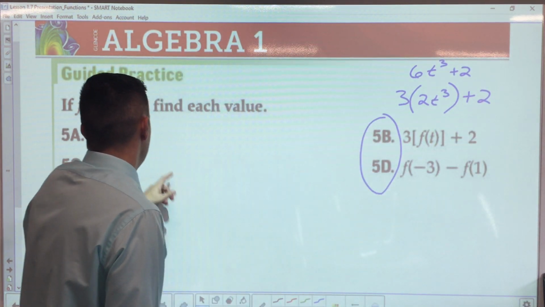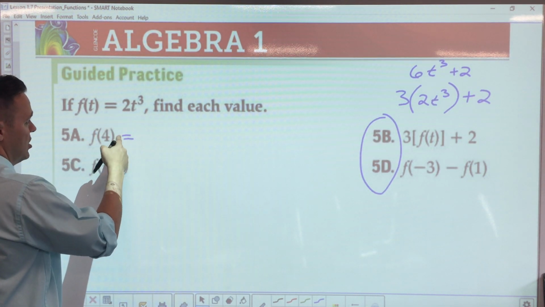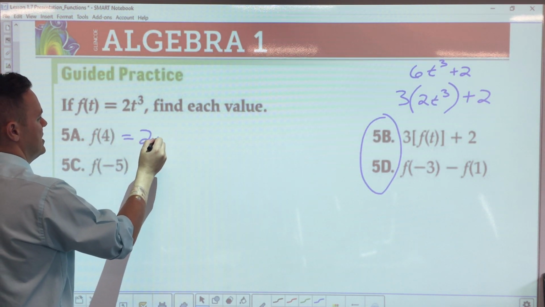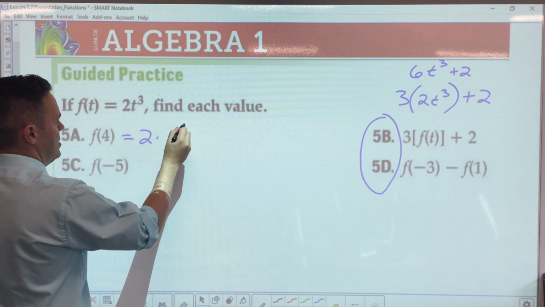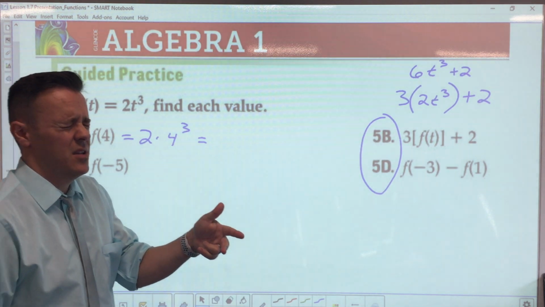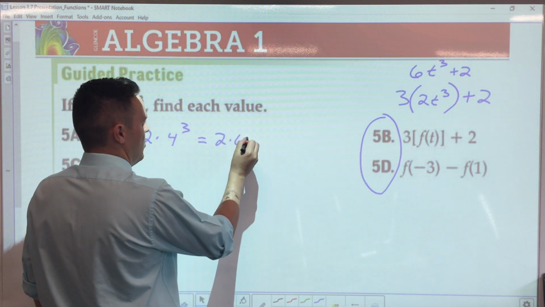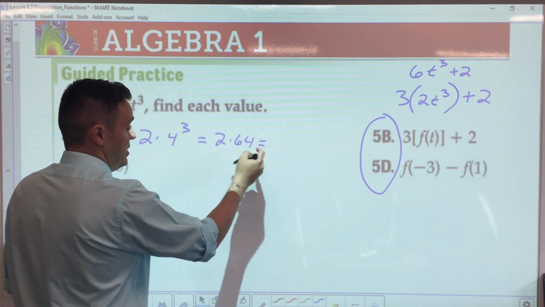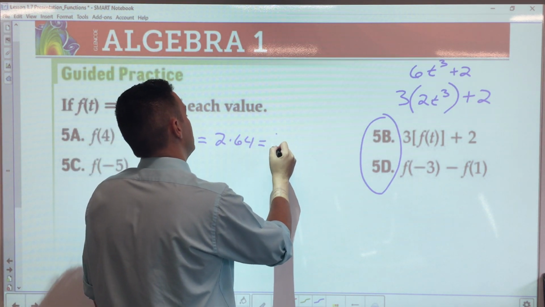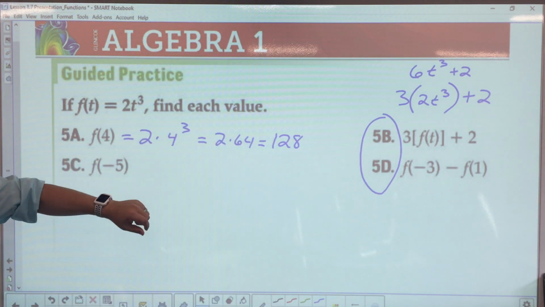All right. This one here, ladies and gentlemen, if you were to plug in a 4, so remember, you replace it. So f of 4 would be 2 times 4 cubed. All right. That is 4 times 4 is 16 times another 4, I believe, is 64. Okay, so it'd be 2 times 64, and that will come out to be 128. Okay, yep, sweet. All right, that's the answer to that.